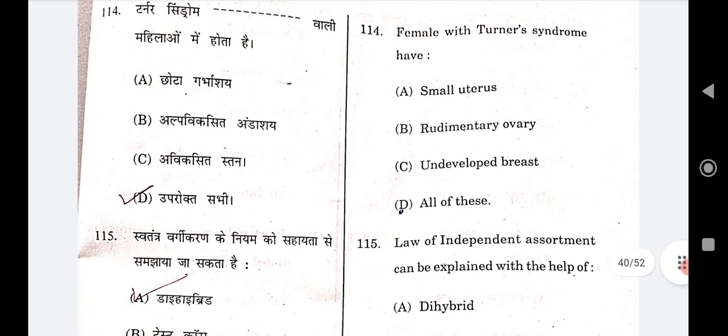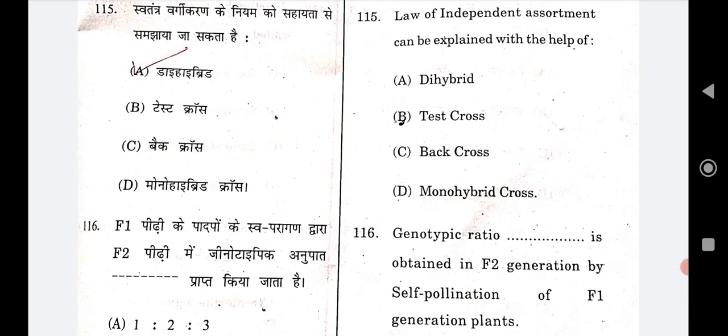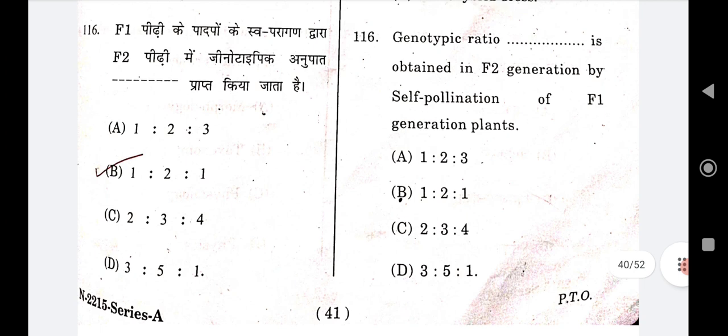Next question is female with Turner syndrome have, so they have small uterus, they have rudimentary ovaries and they also have undeveloped breast. So here all of these will be the correct option, option D. Next is law of independent assortment can be explained with the help of a dihybrid cross. So A will be the correct option here. Genotypic ratio dash is obtained in F2 generation by self pollination of F1 generation plants. So 1:2:1. B is the correct option here. जीनोटिपिक और फिनोटिपिक रेशो में से दोनों में से क्वेश्चन आते ही हैं.